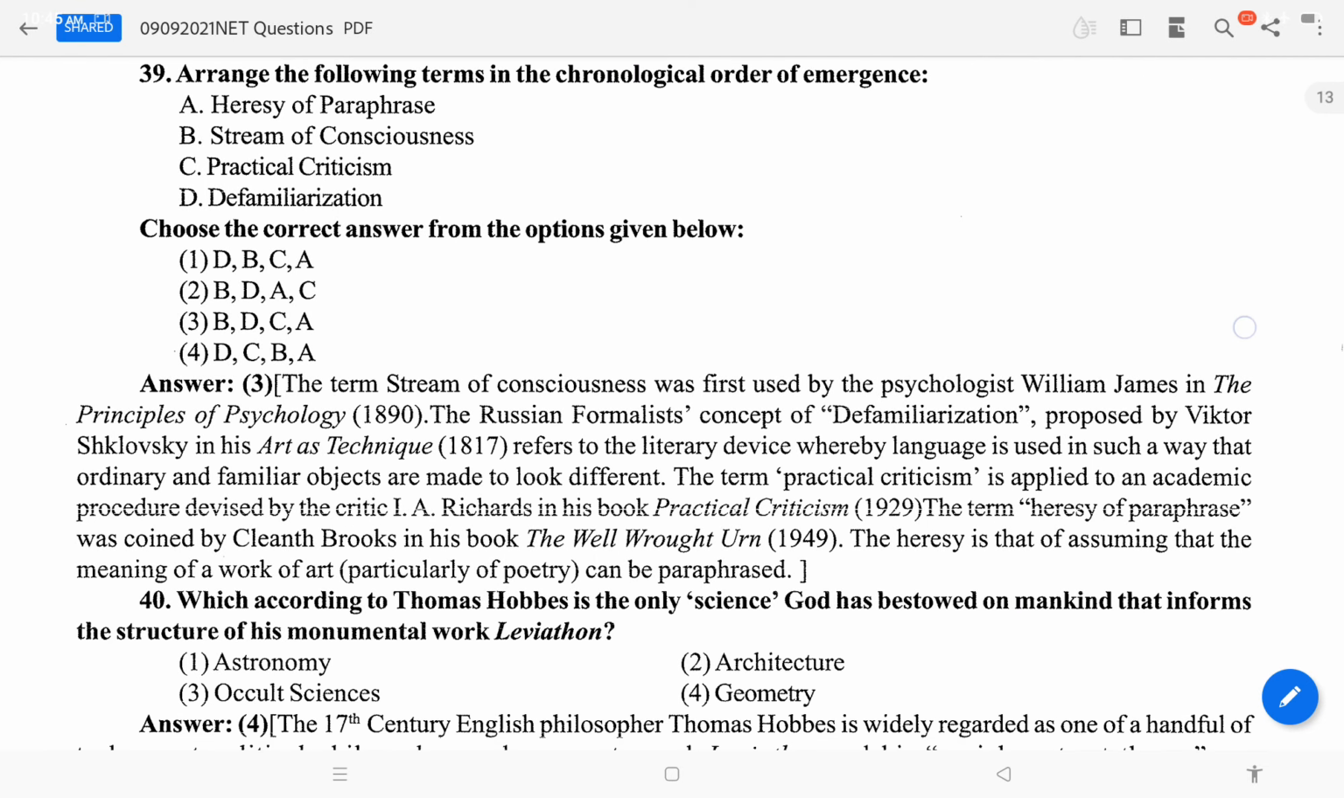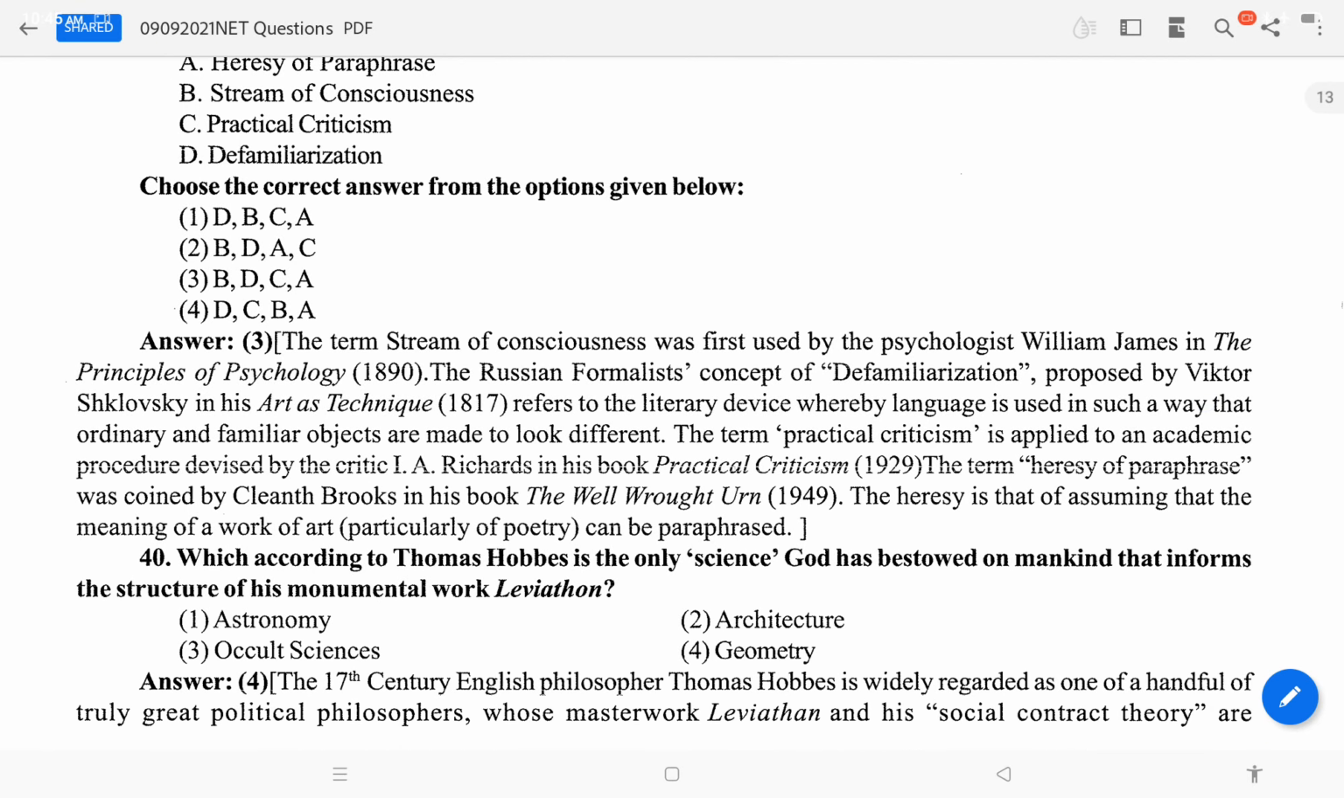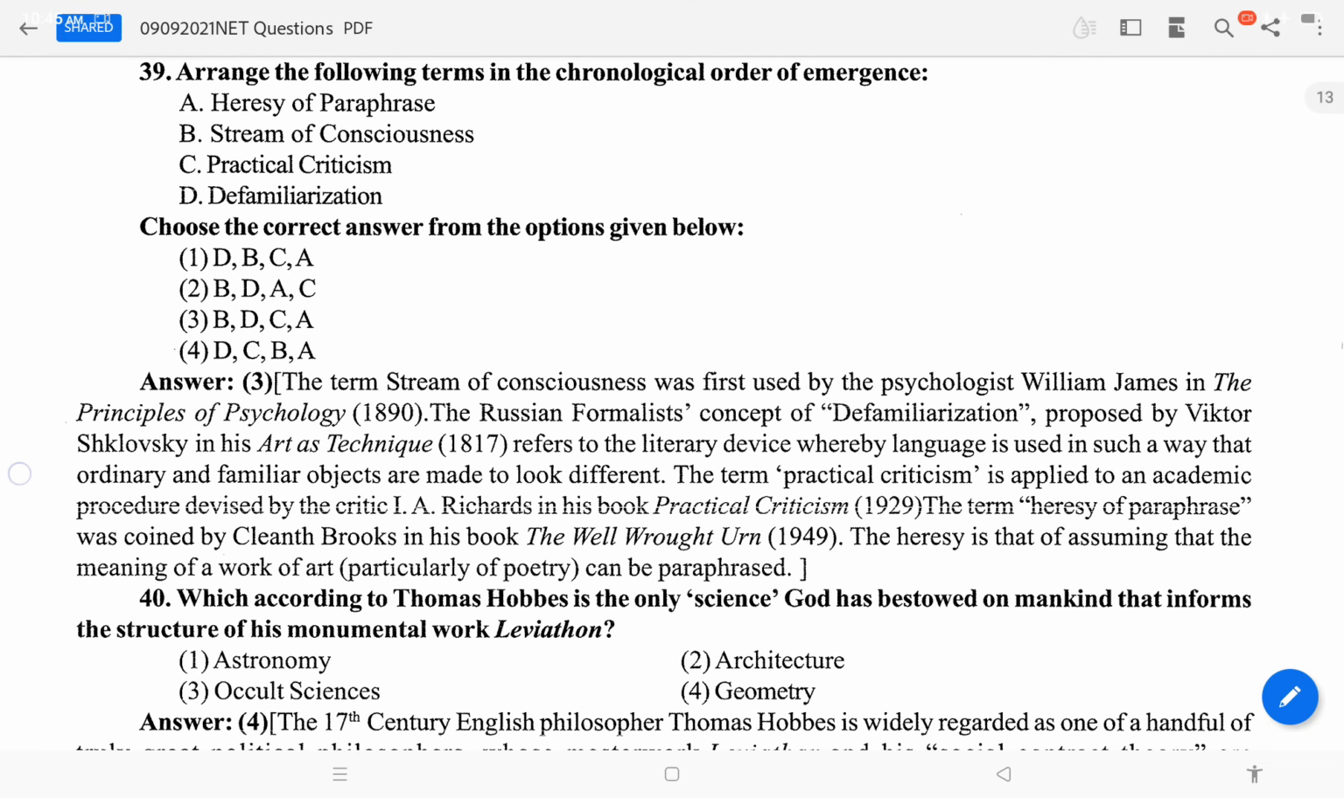The term stream of consciousness was first used by psychologist William James in The Principles of Psychology, 1890. The Russian formalist concept of defamiliarization, proposed by Viktor Shklovsky in his Art as Technique, published in 1917, refers to the literary device whereby language is used in such a way that ordinary and familiar objects are made to look different.